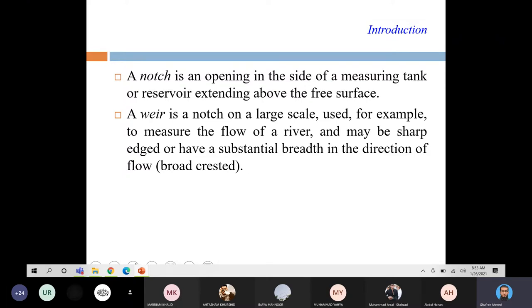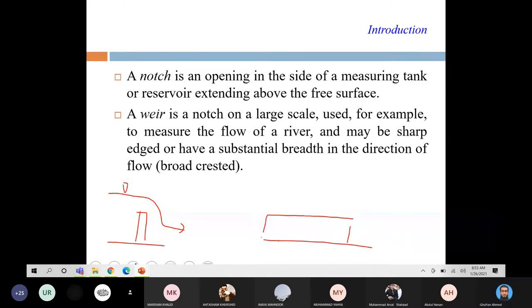Sharp edge means that a weir can be a very sharp sort of plate, and it can also be broad crested. So this is a crest. Here the crest is sharp, but here the crest is very wide and broad. So the water will flow like this. So this is a weir. The first one is the sharp crested weir, and the second one is the broad crested weir.